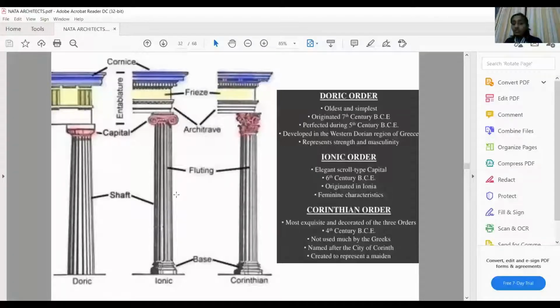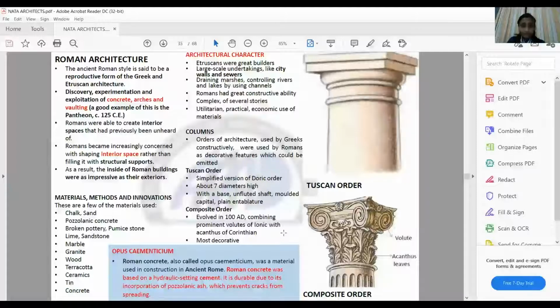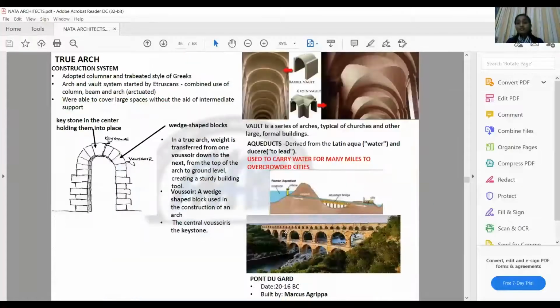Then you have your Corinthian order with the usage of acanthus leaves. Merging of these two will give us the composite order. Fine. So they also started exploiting the construction techniques. Initially it was the trabeated style of construction.